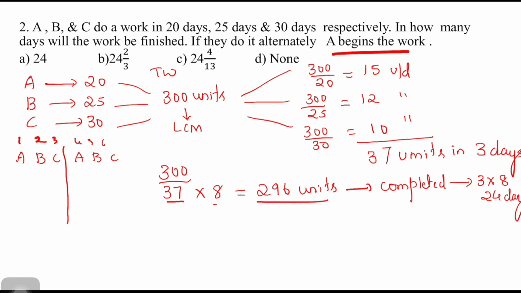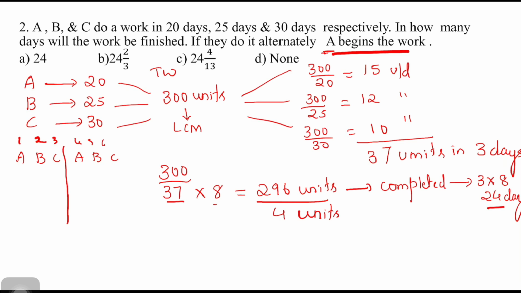So the remaining work is how much? 4 units. And this has to be completed by whom? Again it will come for A, because A, B, C, 3 people work alternately for 24 days. So the 25th day will come for A.